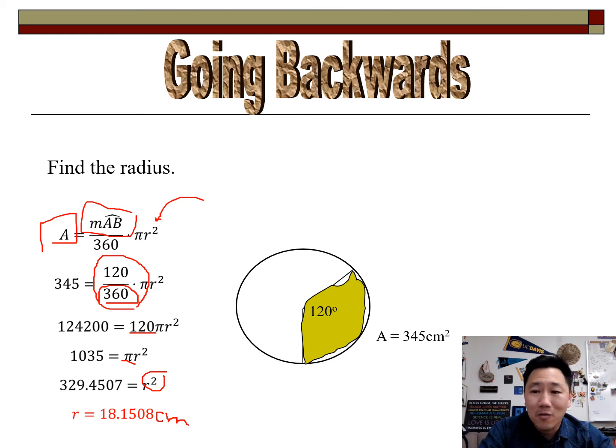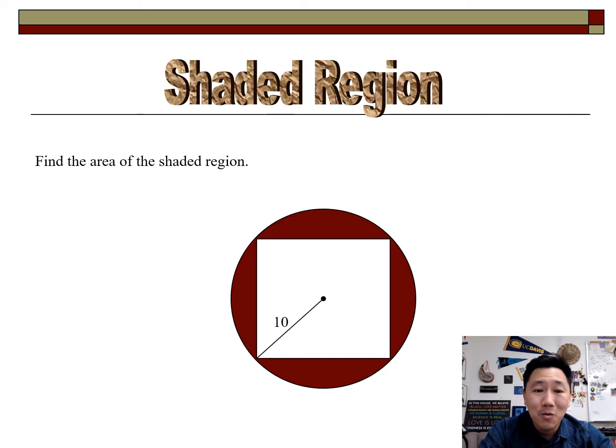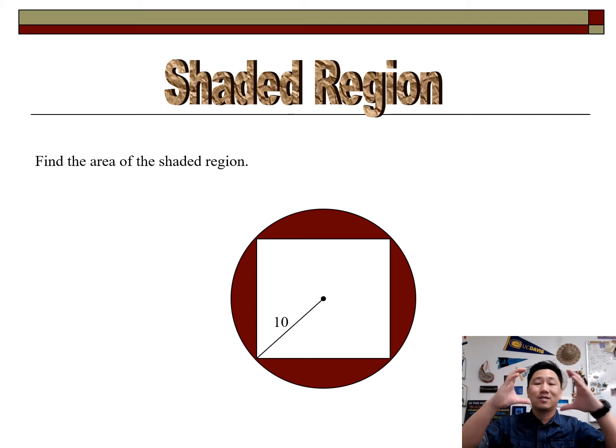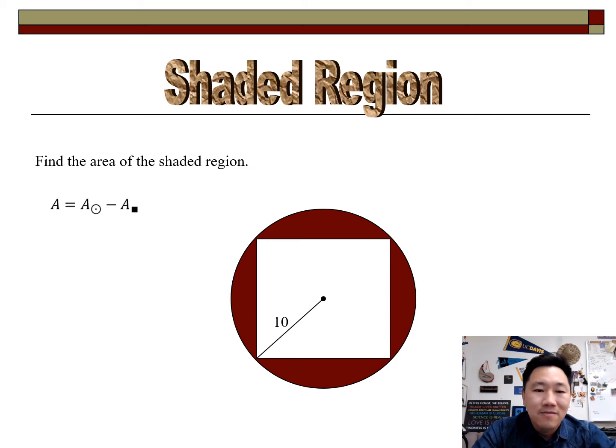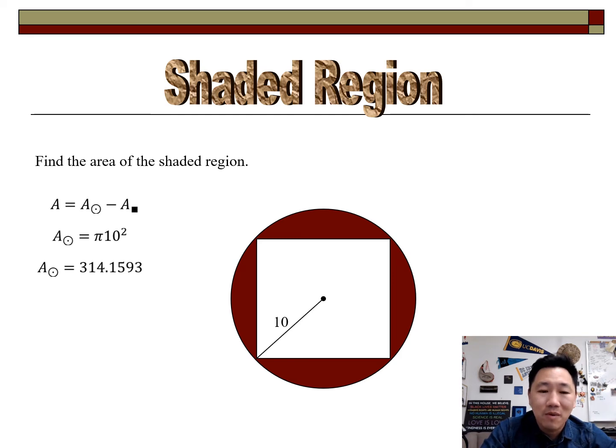All right, we only got one slide left. This one's a tricky one. Find the area of the shaded region. So it looks like a circle, and then a square has been cut out of it. So the way you do that, to find the area of the shaded region, it's basically the area of the circle minus the area of the square. Let's go ahead and find the area of the circle first. Area of the circle is pi r squared. The radius is 10. Square it and multiply it with pi using the pi button. I get the area is 314.1593.